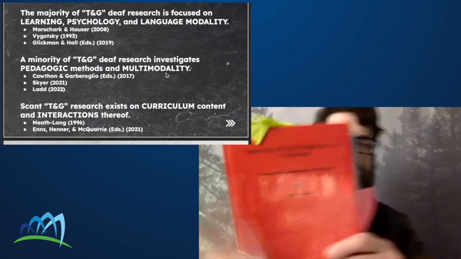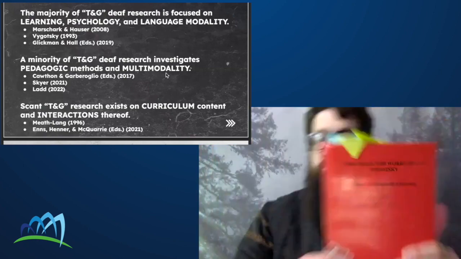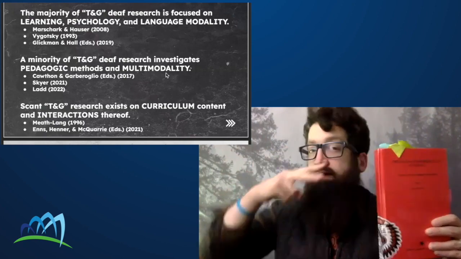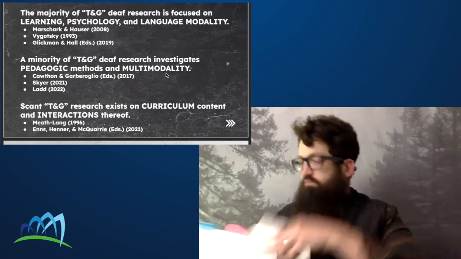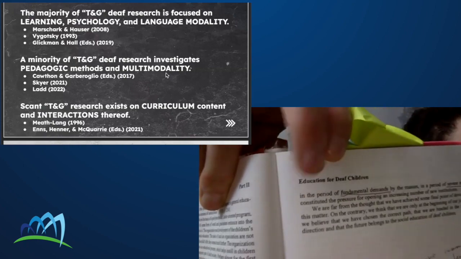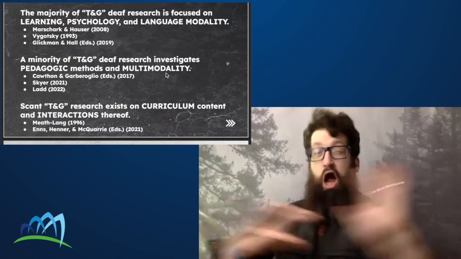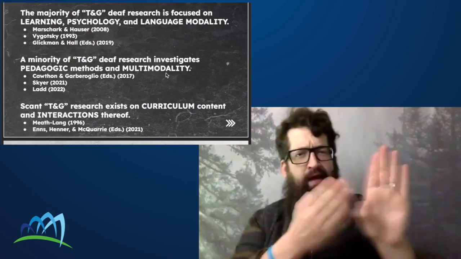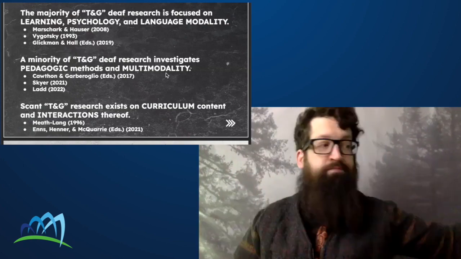And then my favorite text is right here. It's the collected works of Vygotsky. This is his sign name. And as you can see here, Education for Deaf Children is in this book. Now, he has written quite a bit about deaf education, learning, and psychology of growing up.